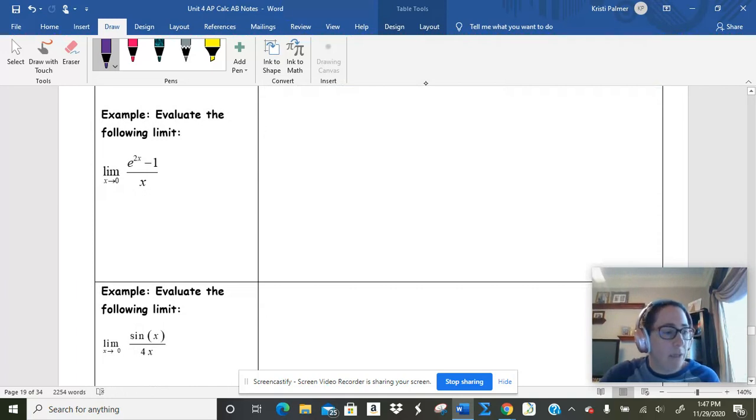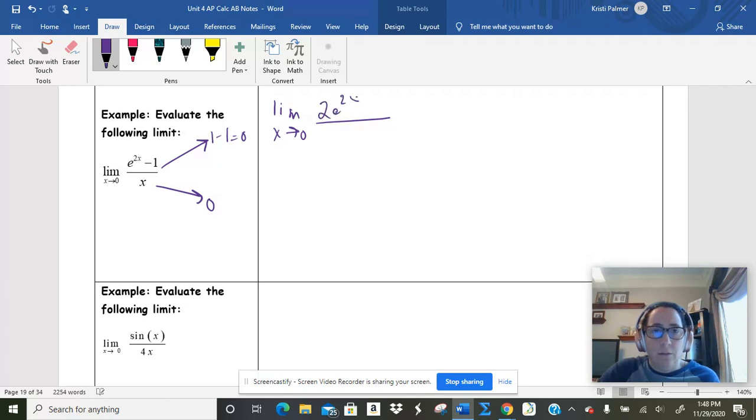So let's look at this guy. This is how I want you to show me. When I plug in a 0, I get 1 minus 1, which is 0. When I plug in a 0 on the bottom, I get 0. 0 over 0 is an indeterminate form. So I am going to rewrite the limit as x goes to 0 of the derivative of this guy over the derivative of this guy. And now I can plug in 0 and get my answer.